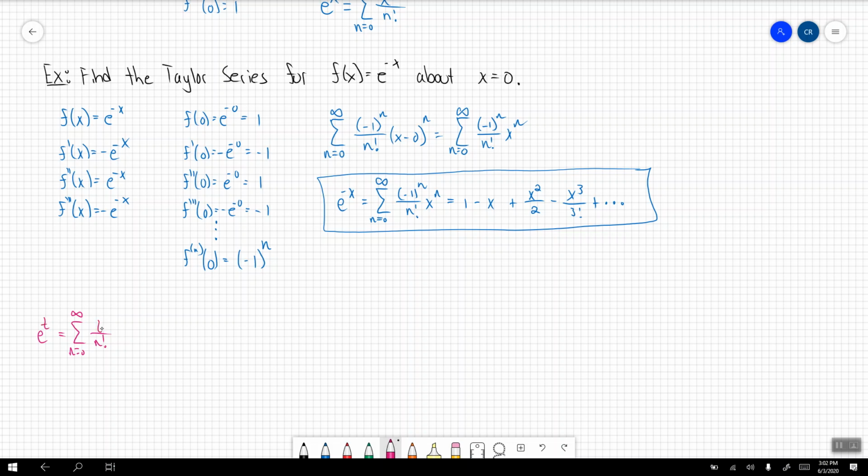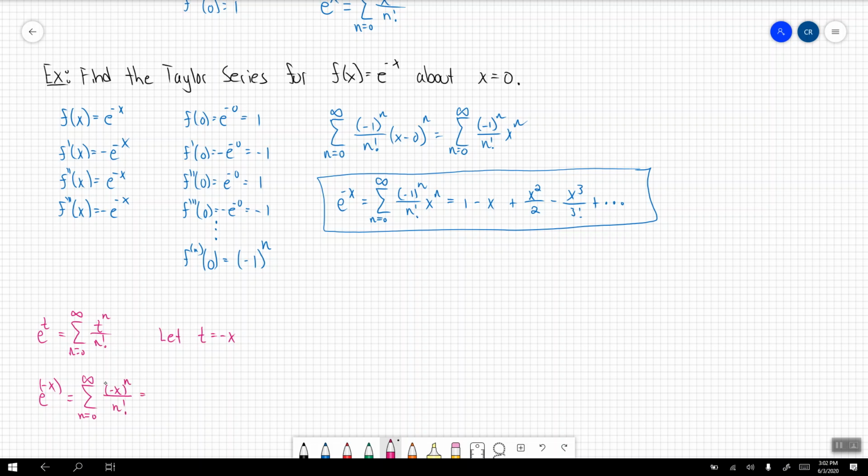What if we make this a t? There we go. And what if we now say let t equal to negative x? Well, what happens here then? E to the power of negative x, which is what we're inserting here, now becomes negative x to the power of n divided by n factorial.